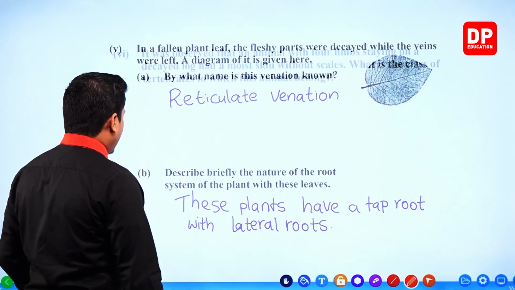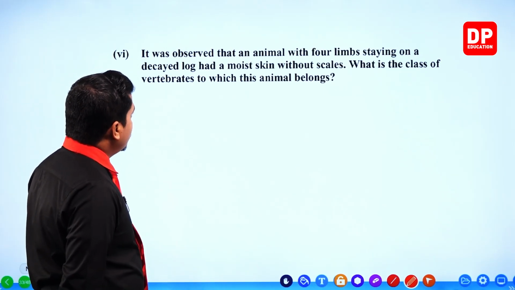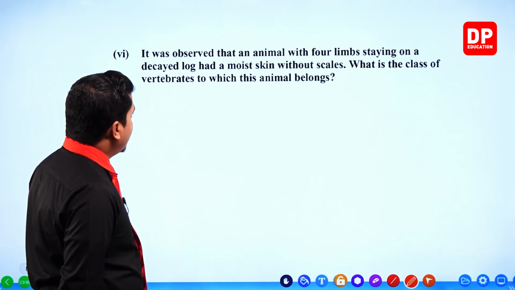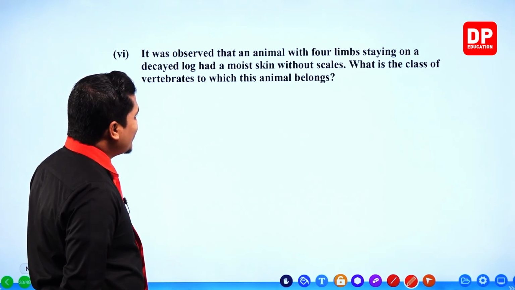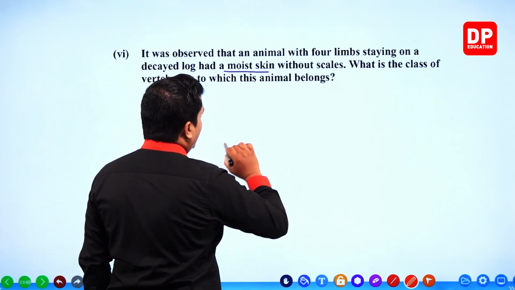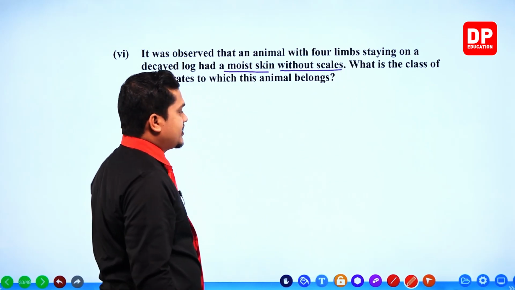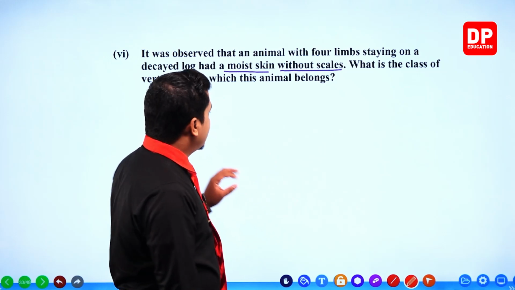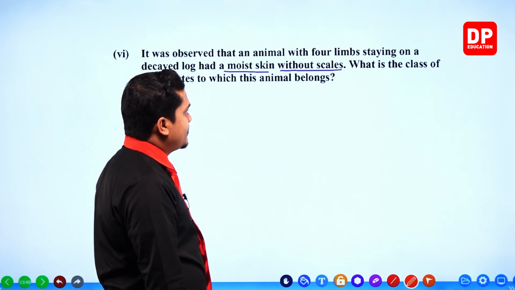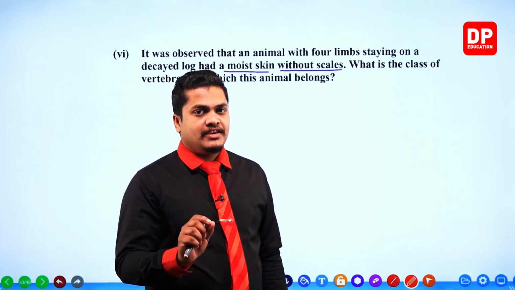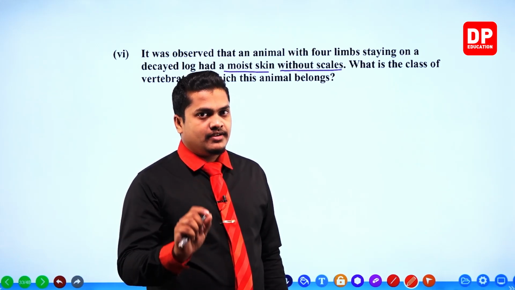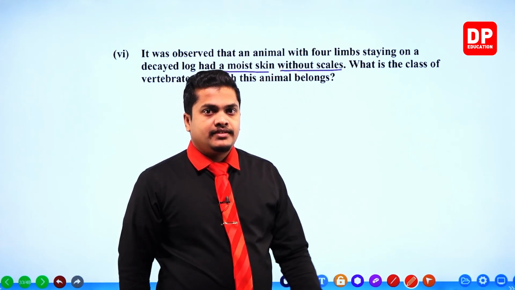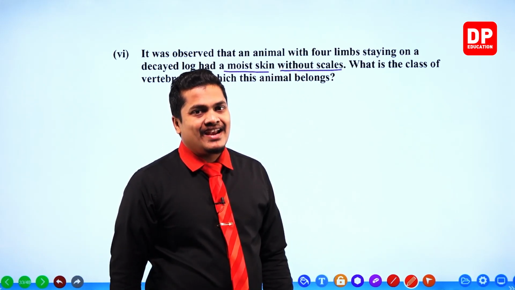Okay, next question then. It was observed that an animal with 4 limbs staying on a decayed log had a moist skin without scales. What is the class of vertebrate to which this animal belongs? If it is having a moist skin without scales, then my dear children, that should be an amphibian.